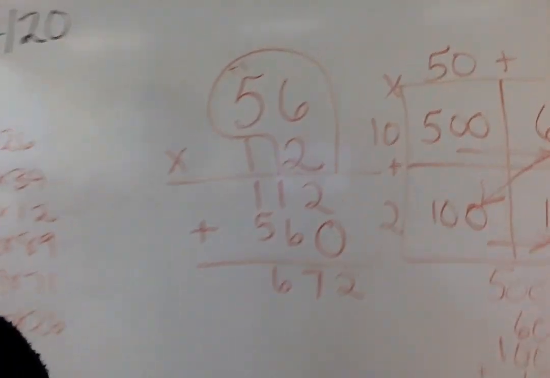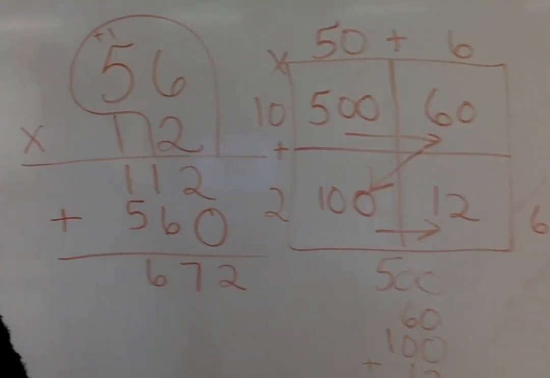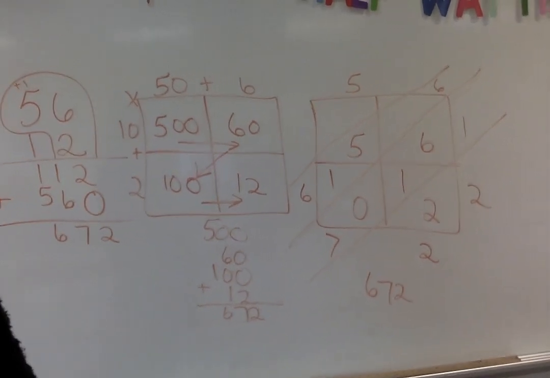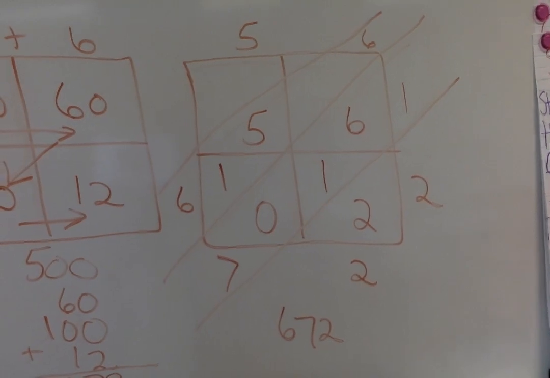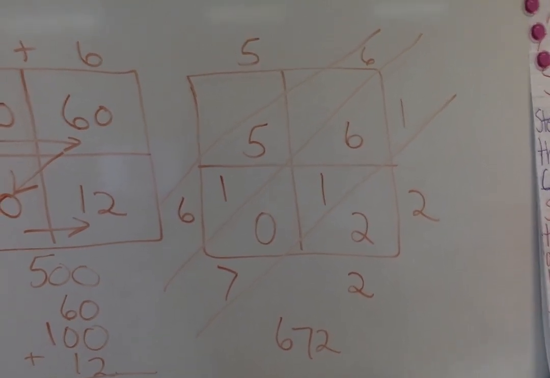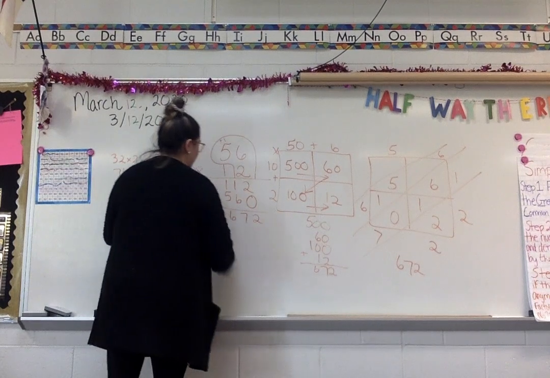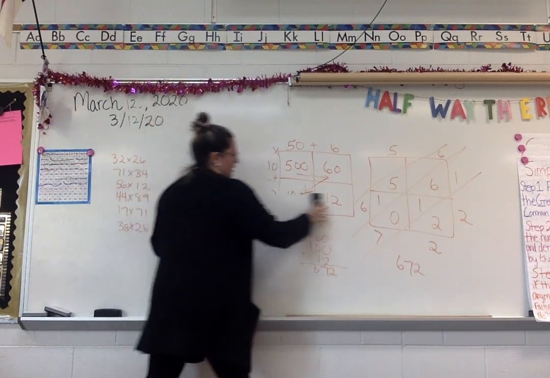So let's get a good look. Here's turtle head. Here is area, and here is lattice. Okay. So the next one for number 3, I'm going to do all 3 methods again, and then for the last 2, I'm just going to pick one method, and I just want you to make sure your numbers are correct. Okay.